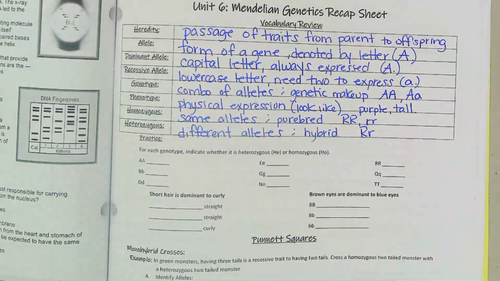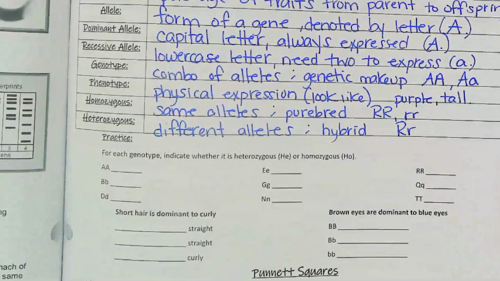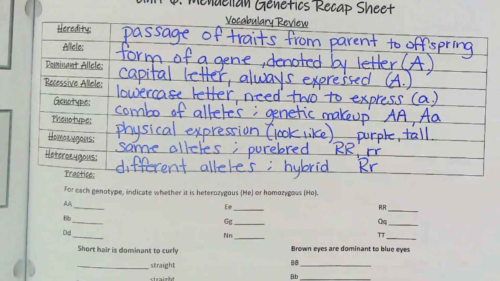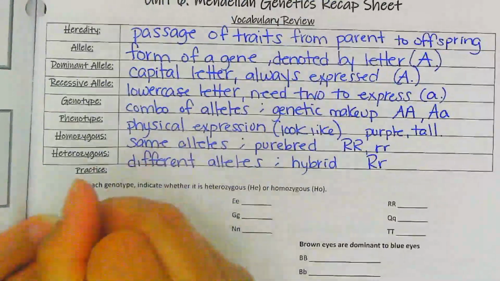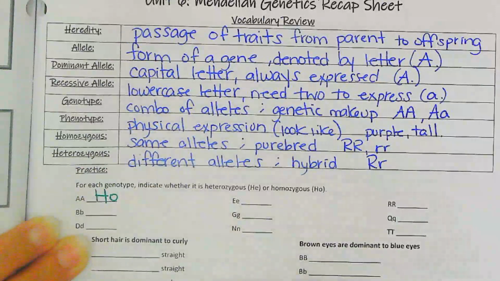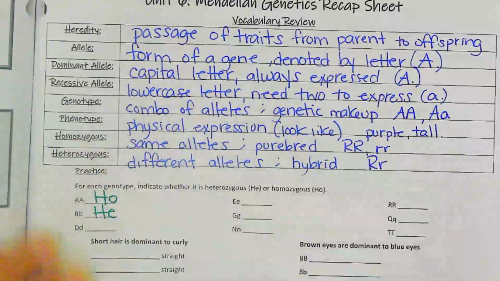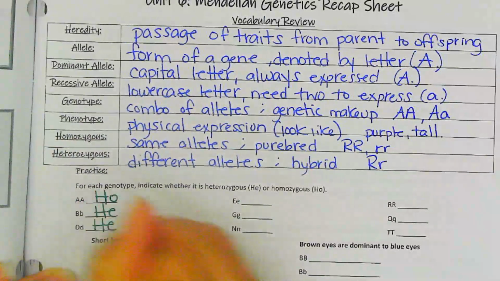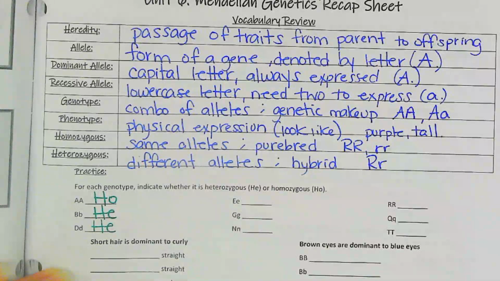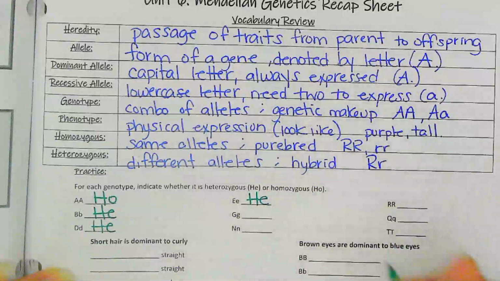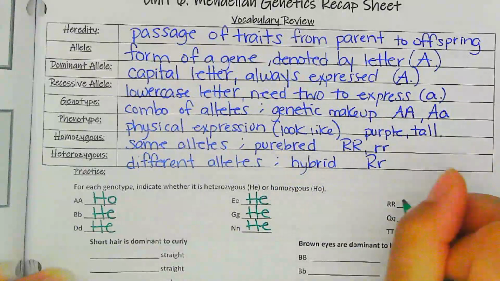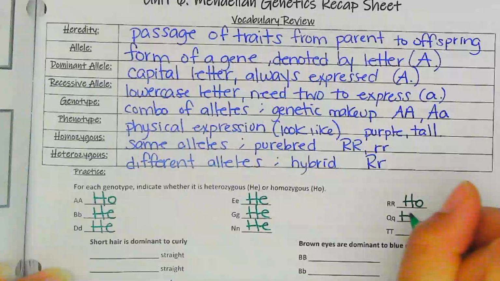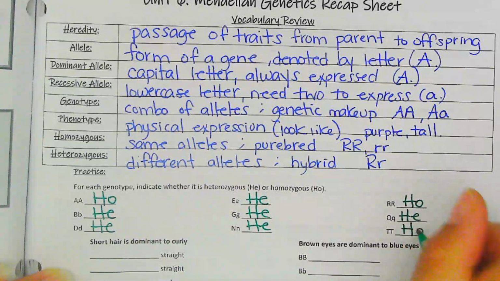For each genotype, tell me, is it hetero or homozygous? Here, let me zoom in a little bit more. Capital A, homo or hetero? Homo. Capital B, lowercase b. Capital D, lowercase d. Capital E, lowercase e. Hetero. What about my G's? N's? R's? Q's? T's? Good.